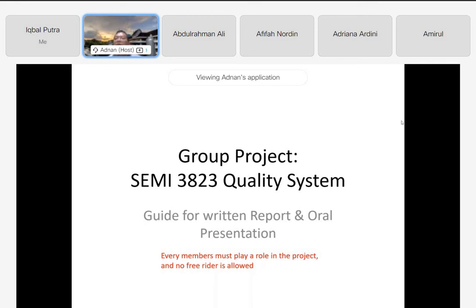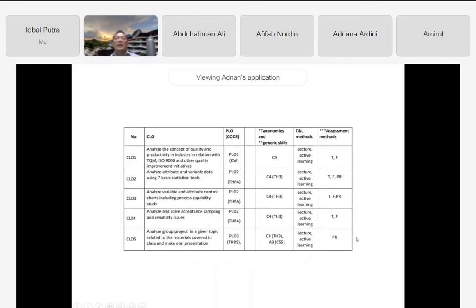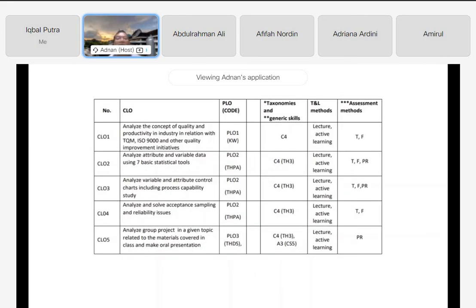So you need to do this. This outline, of course, you can see in the e-learning, it's already there. We have the course learning outcomes, and this is our assessment method. T means test, F means final, so test and final. And PR means projects.